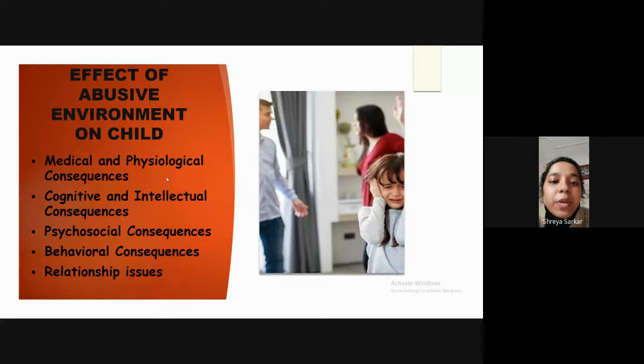Now, the effect of abusive environment on a child. I have categorized it into six categories: physical, cognitive, psychological, behavioral, and social relationships, which comes under societal issues. If there is a prolonged exposure to this abusive environment, it can hamper various domains of a child's development. The physical consequences will be, just a second.